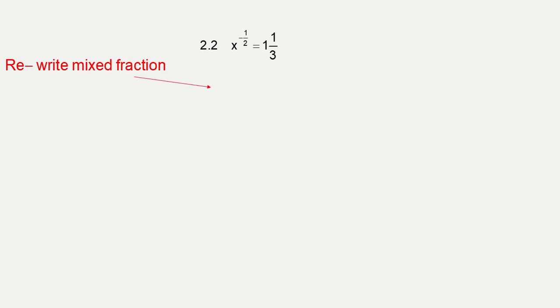So the first thing is that you must rewrite the mixed fraction, which is 1 and a third, into an improper fraction. So that is 4 over 3. And then, because we want to have x exponent 1, because we are solving for x, we raise it to a reciprocal once more. So the reciprocal of half is 2, but because our half is negative, we must also make 2 negative so that our 1 is positive.